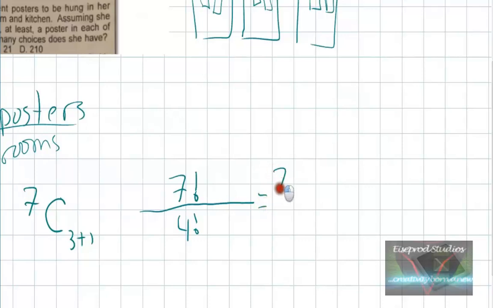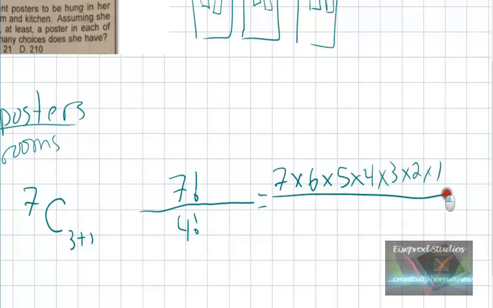And just remember that 7 factorial is the same as multiplying 7 down, so you have 7 times 6 times 5 times 4 times 3 times 2 times 1. And then you do 4 times 3 times 2 times 1 to represent 4 factorial. This will cancel, this will cancel, this will cancel, and this will cancel. So you're just left with 7 times 6 times 5.